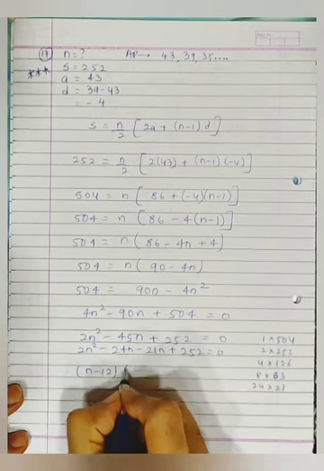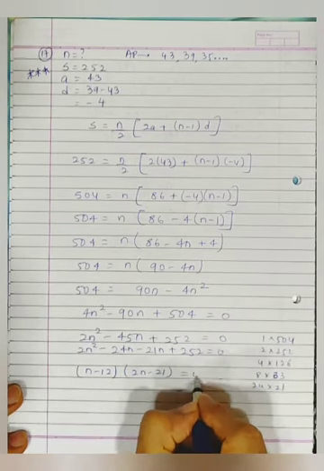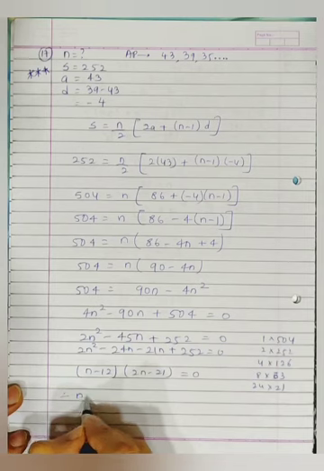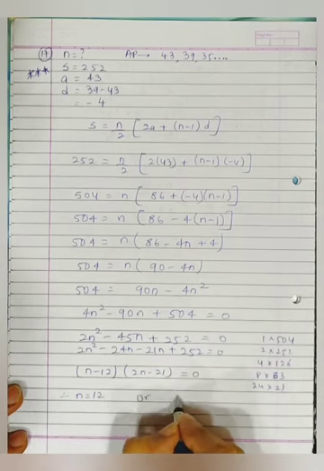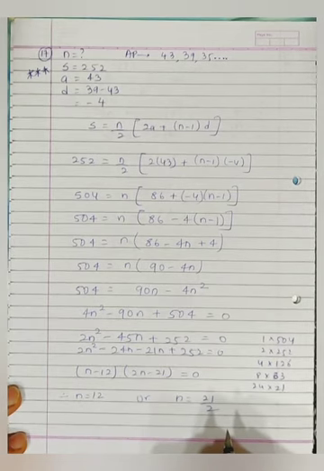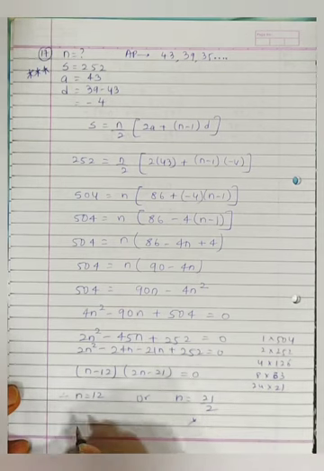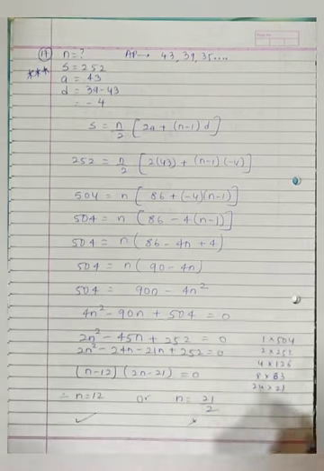n minus 12 and 2n minus 21 is equal to 0. So therefore n is equal to 12 or n is equal to 21 upon 2. So this one is not possible, right? Because number of terms cannot be in decimal. So this is your only answer. n is equal to 12.